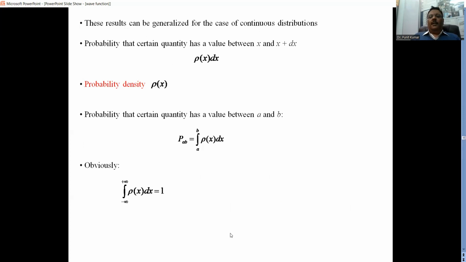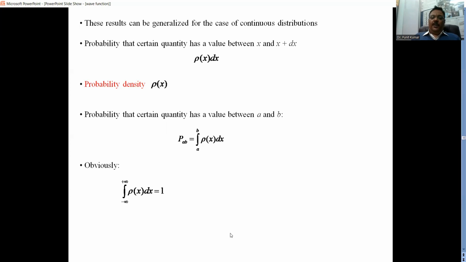So the results can be generalized to continuous distributions. The probability that a certain quantity will have a value between x and x plus dx is denoted by rho. So rho is the probability density.